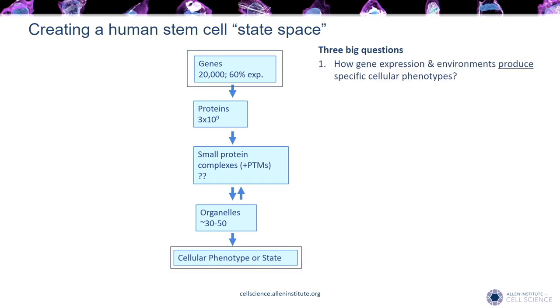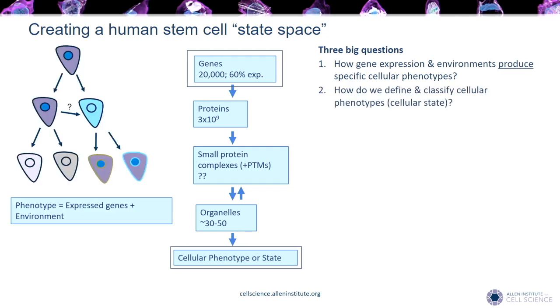The first one is how gene expression and environment produce specific cellular phenotype. Basically, how we go from a linear DNA to a 3D cell. The second big question is how do we define and classify cellular phenotype? And by phenotype, we're not referring only to cell type, but all cell states. So all the different physiological conditions that the cell undergoes: when the cell is dividing, when the cell is stressed, when the cell is perturbed by a drug, when the cell is invaded, when the cell is migrating.